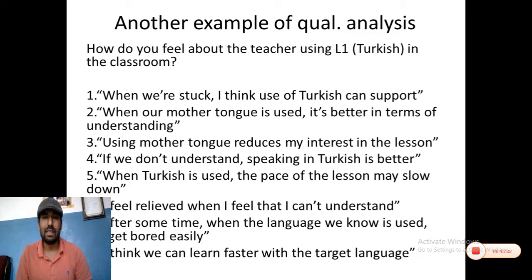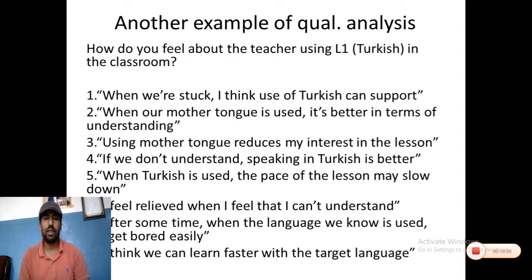Another example of qualitative analysis, you can just see how do you feel about the teacher using L1, that means Turkish, in the classroom. So there are responses. You can find there 8 responses. For example, when we are stuck, I think use of Turkish can support. That is the response given by one student. And similarly, when our mother tongue is used, it's better in terms of understanding. That is another response for the question given up.